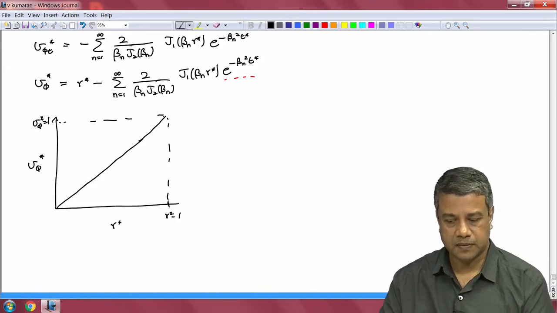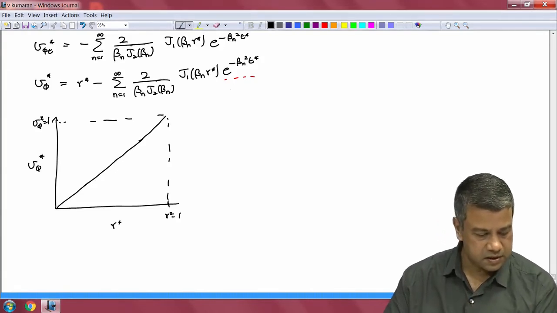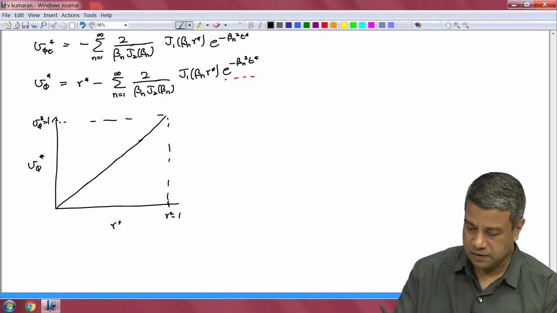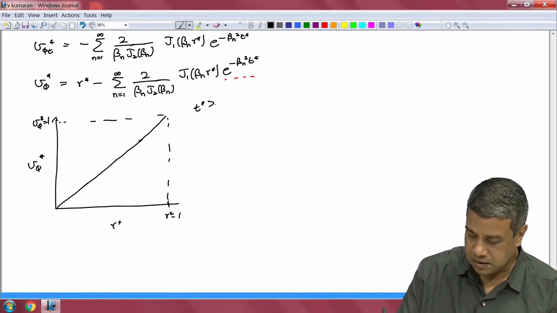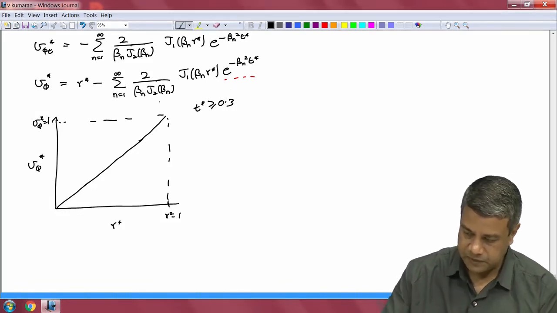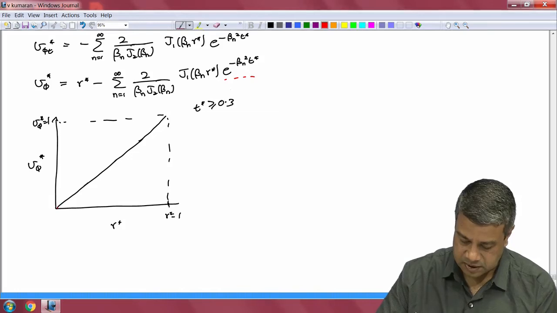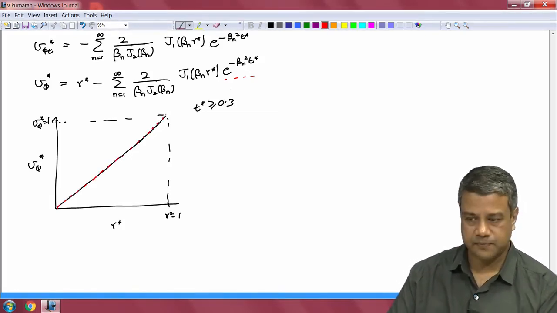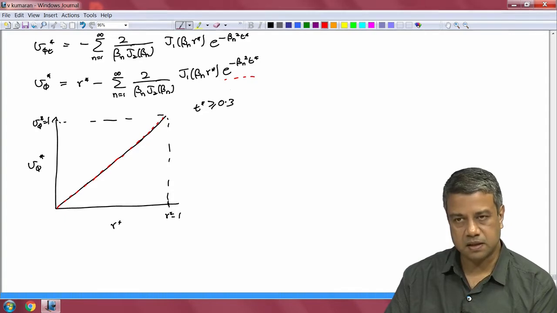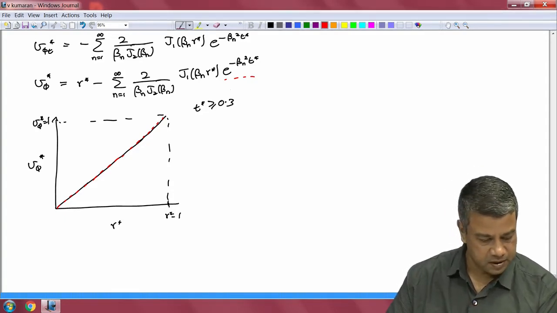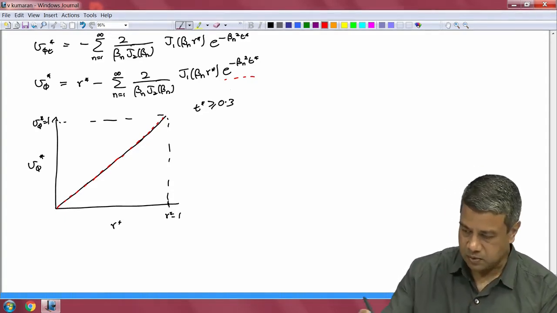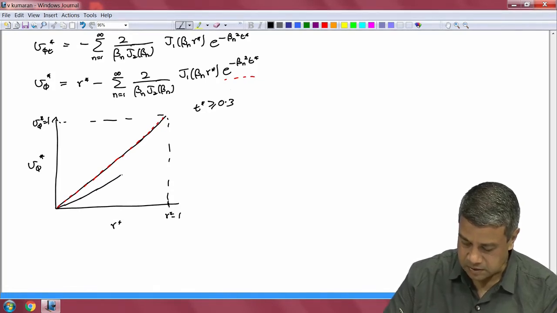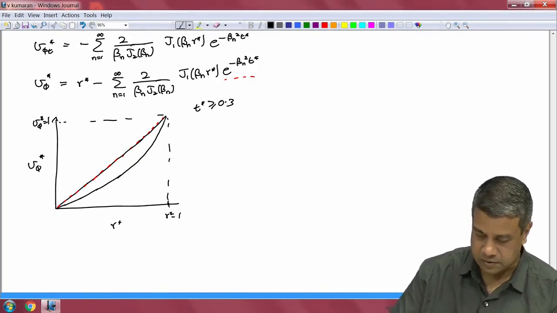It turns out that the steady solution almost coincides with the transient solution for t star greater than or equal to 0.3. You get exactly the same solution as the steady solution. The transient solution turns out to be almost exactly the same for t star greater than 0.3. When t star comes to 0.1, there is a difference between these two.